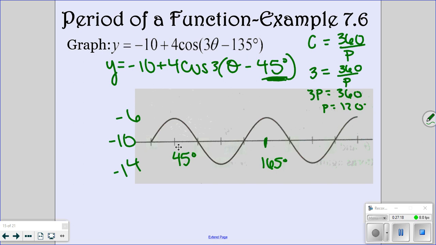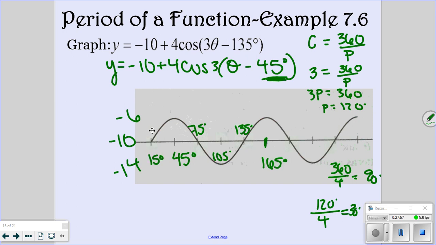Last time I was telling you we were going every 90 degrees, but that was because it was 360. 360 divided by 4 gave us the 90 degrees. So on this one, our period is only 120. So 120 divided by 4 gives you 30 degrees. So every tick mark is going to be 30 degrees apart. So if we add 30 degrees, we're going to get to 75. You add 30 again, you get to 105. You add it again, you get to 135. Add it again, you get to your 165. If we subtract 30 degrees, we get to 15 degrees.